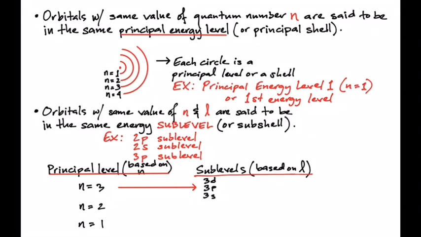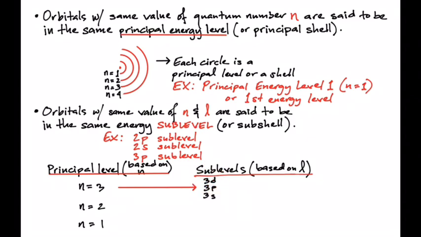S, P, D, and F. So if you have L equals 0, then that's a 3S or S sublevel. If you have L equals 1, that's P. L equals 2, that's D. So you have these sublevels, 3D, 3P, and 3S.